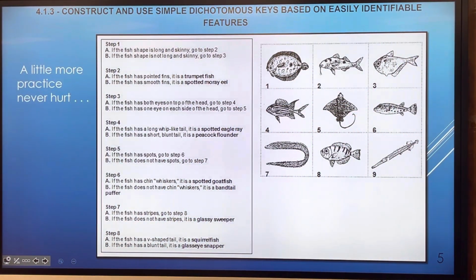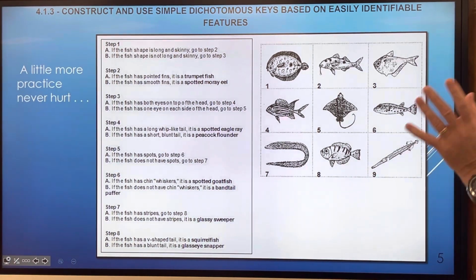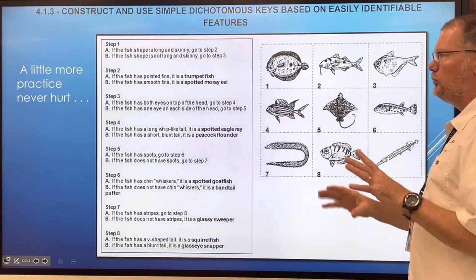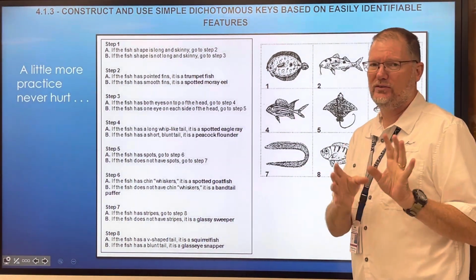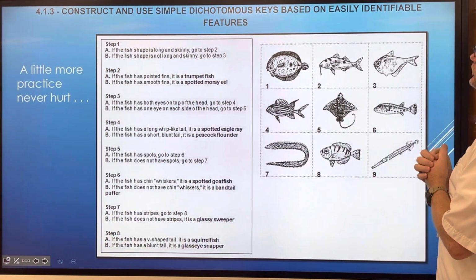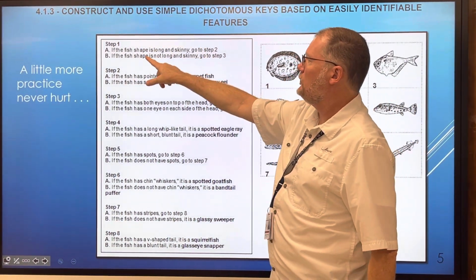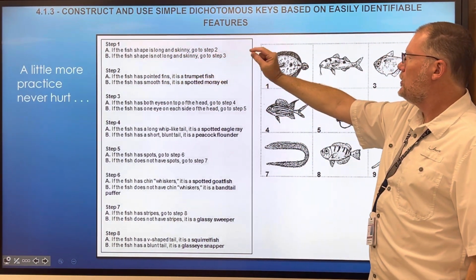Okay, so one of our jobs to do, we've done this already, but a little practice won't hurt, right? So you're going to do this on your own in your notes in the future. So please don't leave this blank. It's going to be worth a lot of points. Don't leave these kind of questions blank. Remember, so step 1 or question 1, fish's shape is long and skinny. Go to step 2.